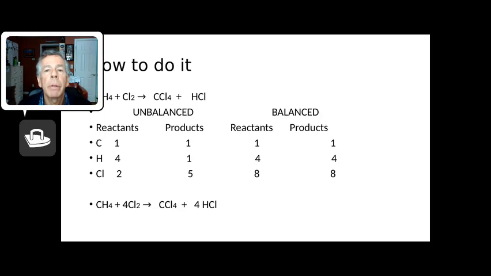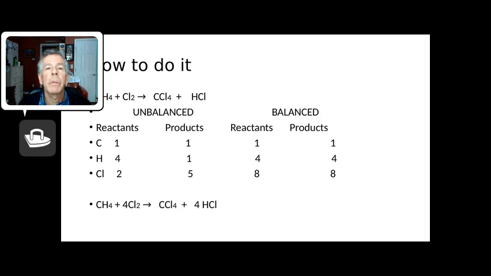That's 5 chlorines there, and just 1 hydrogen here. So your hydrogen is not balanced. Your chlorine is not balanced. So you have to change that. You don't have to do anything to the carbon. It's perfect as it is.